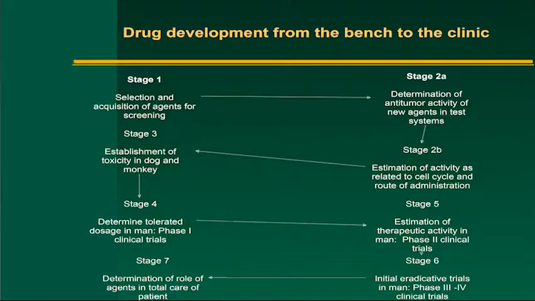Phase 2 is the time where we define whether this particular molecule is active in humans. And then ultimately we have stage 6, which is phase 3 clinical trial, and following phase 3, approval from the FDA in the United States, for example, can be applied for in order to market the drug.